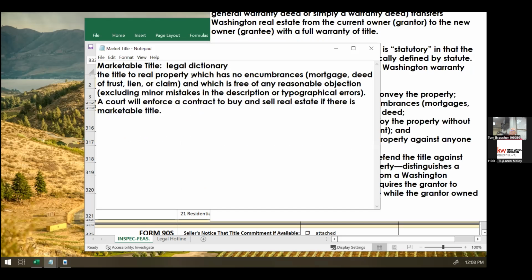A marketable title, per the legal dictionary, is a title to real property which has no encumbrances, mortgages, deeds of trust, liens, or claims, and which is free of any reasonable objection, including minor mistakes in the description or topographical errors. A court will enforce a contract to sell real estate if there's marketable title.